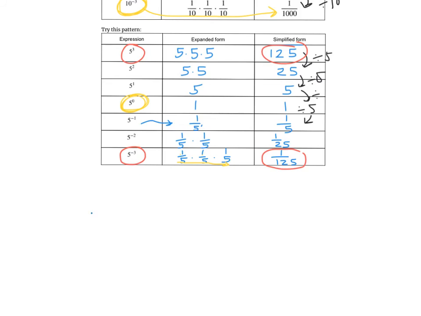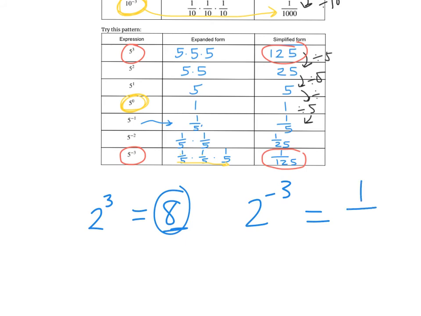So let's suppose we had 2 to the third power. 2 to the third power is 8. So what do you think 2 to the negative third power is? It's the reciprocal of 8. It's 1/8. Do you kind of see how those are the same, but they're the reciprocal? 8/1, then you flip it.